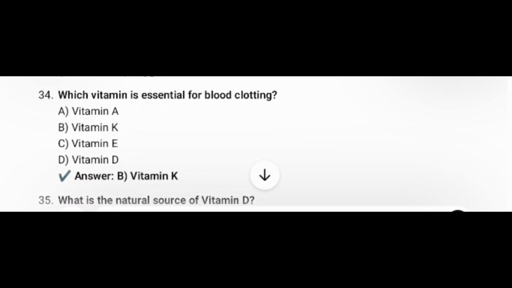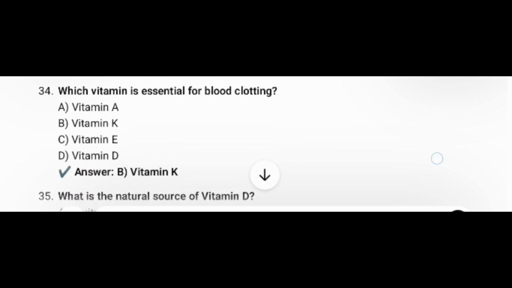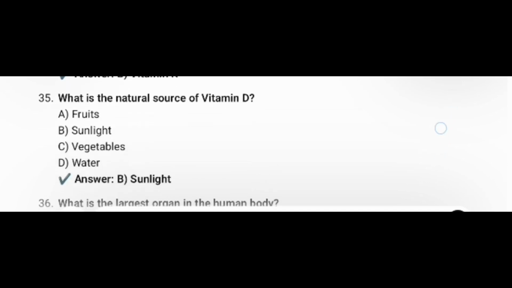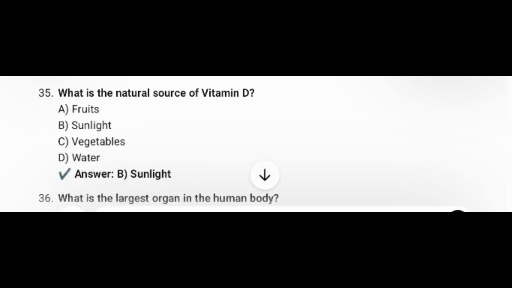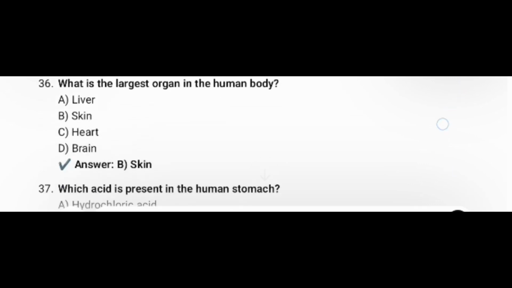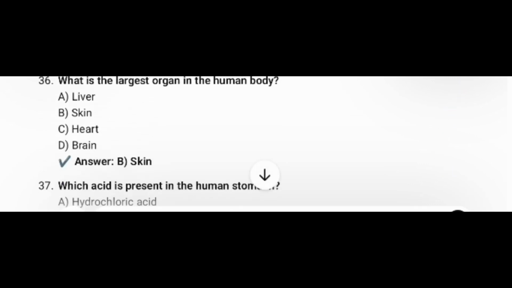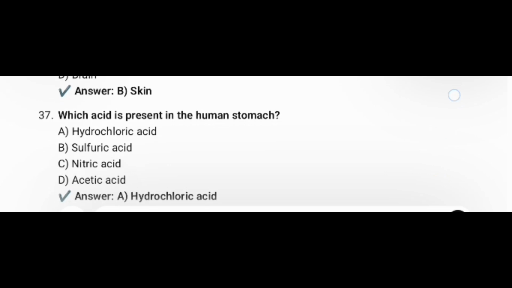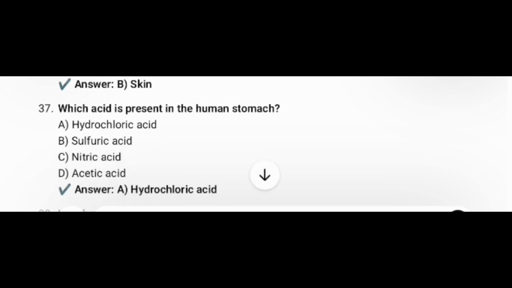Vitamin K. Next, what is the natural source of vitamin D? Correct option is option B, sunlight. Next, what is the largest organ in the human body? Correct option is option B, skin. Next, which acid is present in the human stomach? Correct option is option A, hydrochloric acid.